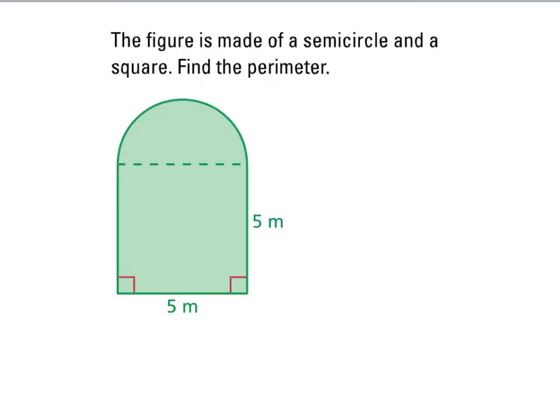Alright, hope you followed that. I'll just give you one practice problem here for tomorrow. I'd like you to try to do this, please. It says the figure is made of a semicircle and a square. Find the perimeter. So you're going to have to add up these 3 sides and then figure out what this is to add all together. And please label. It is, of course, in meters.